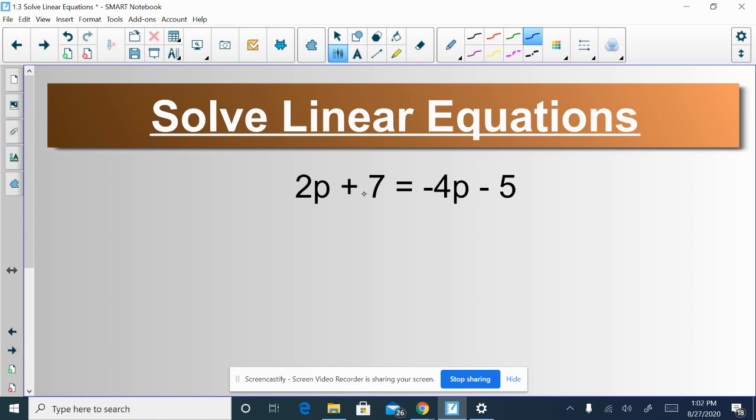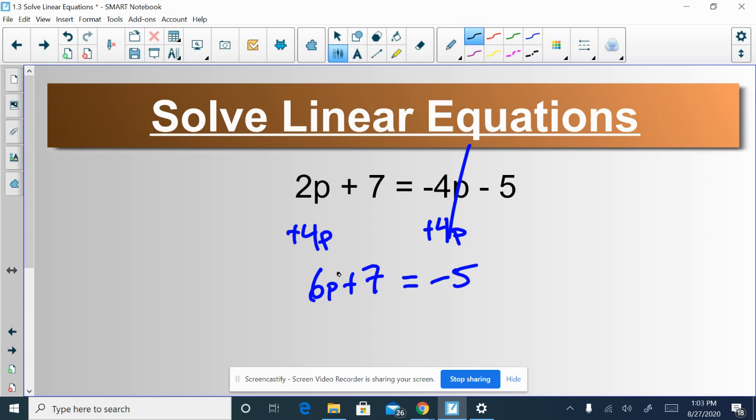So once again, we got a variable on both sides of the equation. We have a 2p over here and a negative 4p over here. I'm going to move this negative 4p to the other side. The way you move a negative 4p would be to add 4p. If you do it to one side, you have to do it to the other. So we would end up with whatever 2p plus 4p is. Of course, that's 6p plus 7 is equal to negative 5.